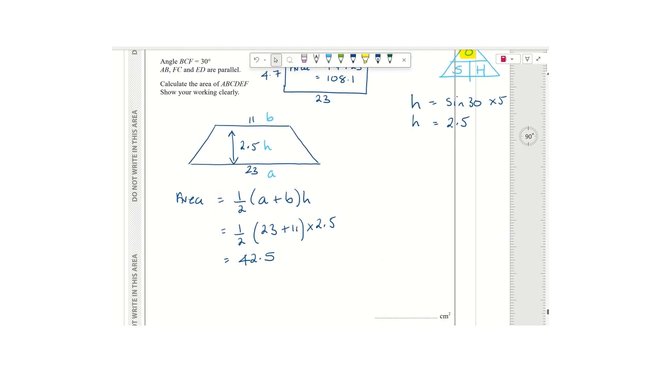So the total area of this shape then is the rectangle at the bottom, which was 108.1, plus that trapezium, which is 42.5, which gives you 150.6 centimetres squared. It's quite a tricky question, that one, but I would expect it to be because it's the last question on the paper. But even if you're not sure about trig, you can still find the area of the rectangle, which would get you a mark.